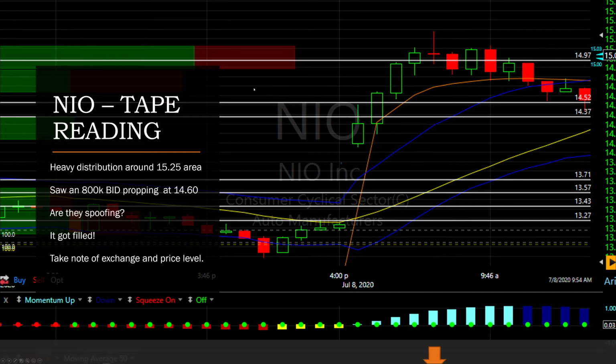So I thought, all right, let's get short. But we saw a huge bidder come in at 14.60. So right here. So we thought it was spoofing. Do you guys remember what spoofing is? We thought it was spoofing.